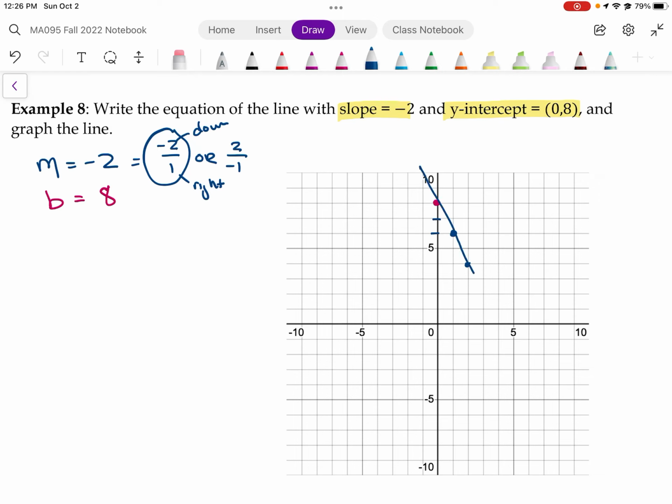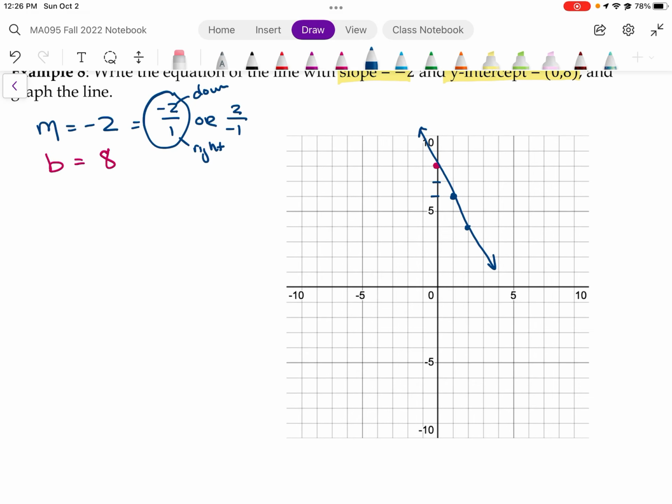Again, you only really need 2 points, but I always do one more just to make sure I've really done a good job of putting the points in the right places.